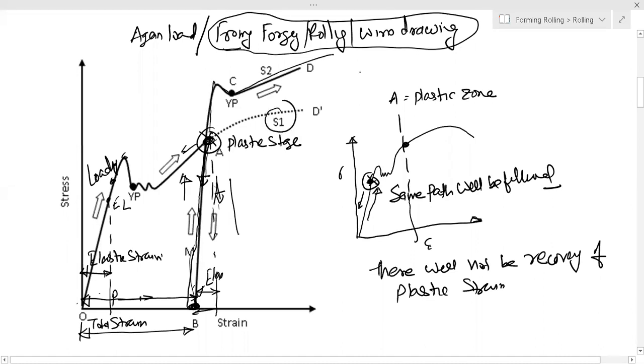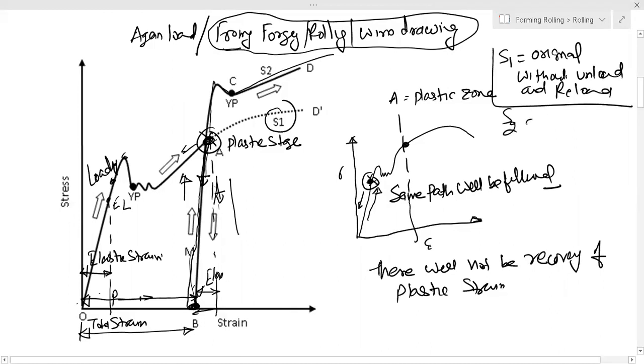So this S1 path is the original path without unload and reload, applying force. And S2 is where you have unloaded and then again reloaded.